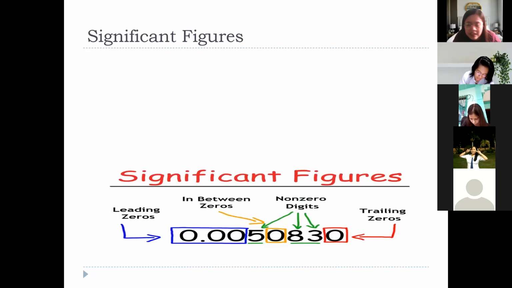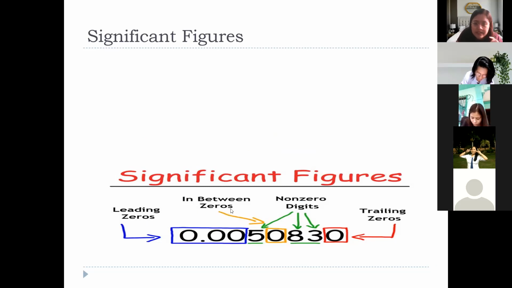Take note, class, of the following. We have the so-called leading zeros. They are zeros found before the non-zero digits. So again, this one is in blue. These are the leading zeros here. And then we have the so-called in-between zeros.